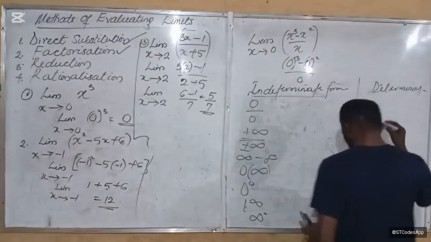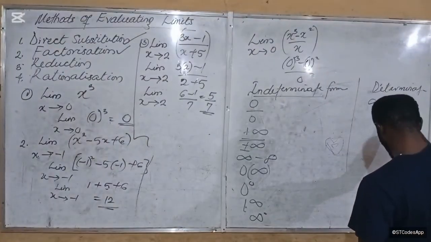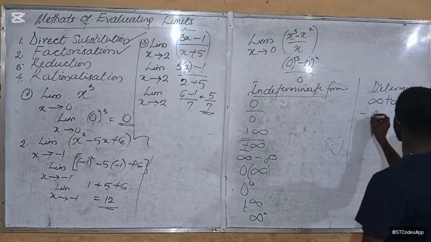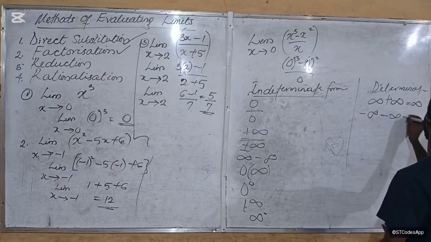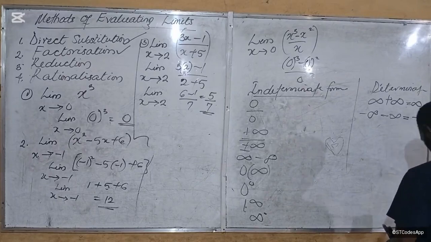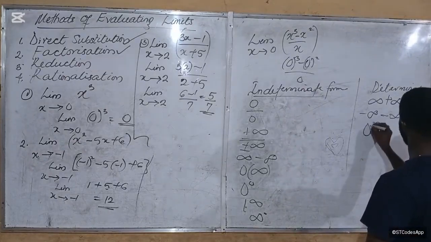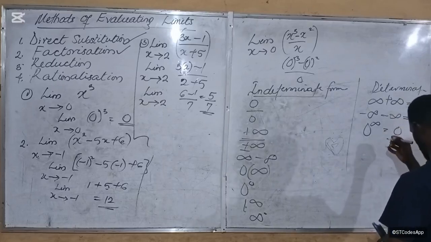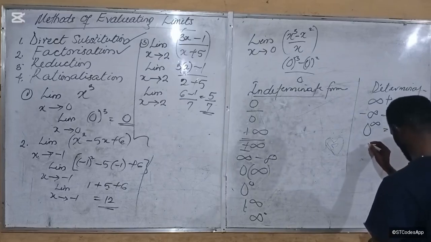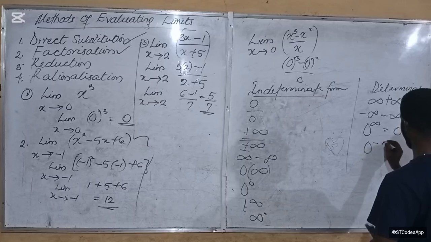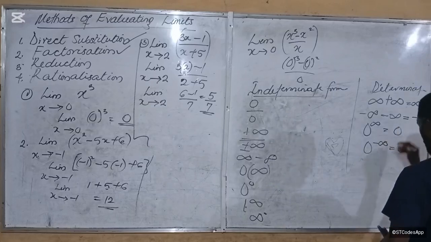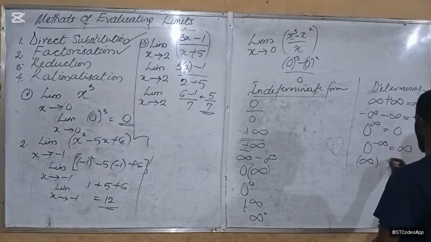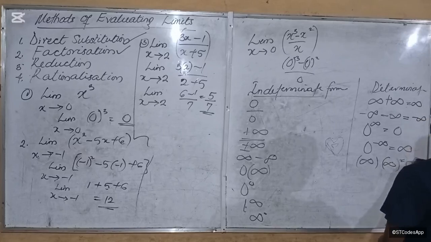Okay? But infinity plus infinity is determinate. That will be infinity. Negative infinity minus infinity is equal to minus infinity. Then 0 raised to power infinity is still 0, because 0 raised to power anything is 0. 0 raised to power negative infinity though, okay, 0 raised to power negative infinity is actually infinity. Okay, so you should copy this down. Then infinity times infinity is equal to infinity.